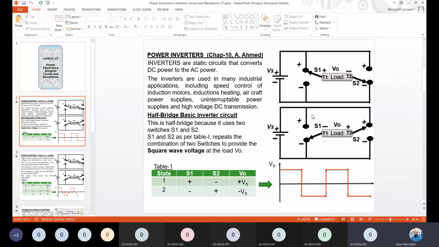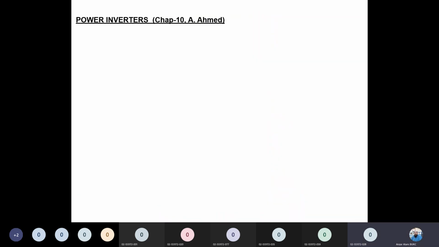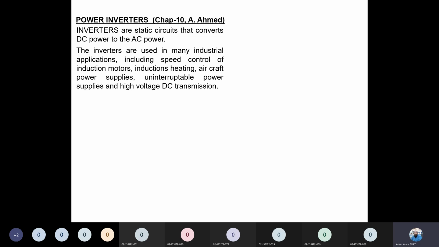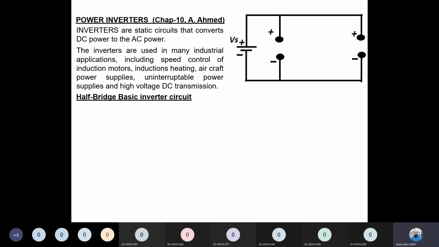We see that the definition of the inverter is very simple. We have seen it, it's just a review. Inverters are DC to AC converters. This is very important: the inverter is this circuit only, and it's not more than this one.